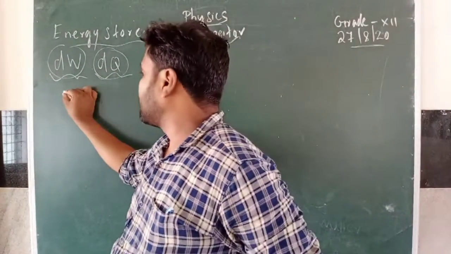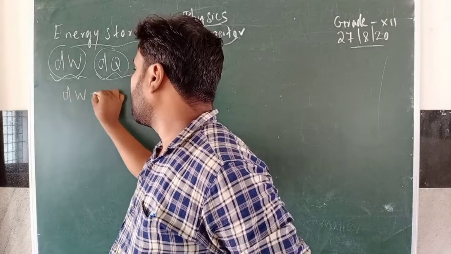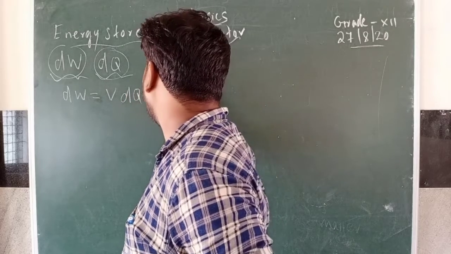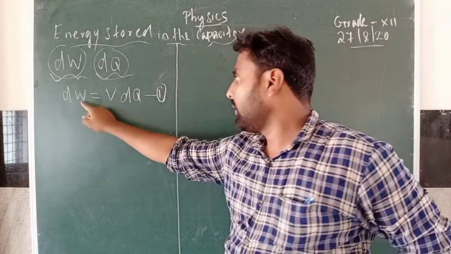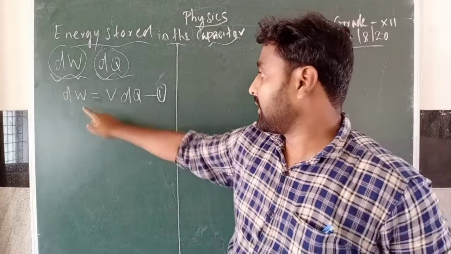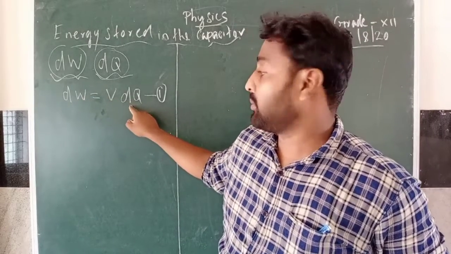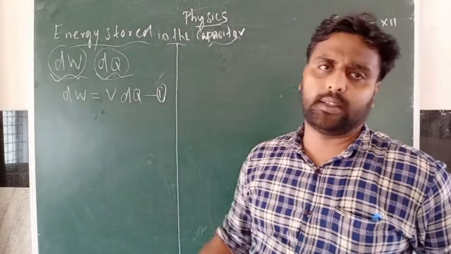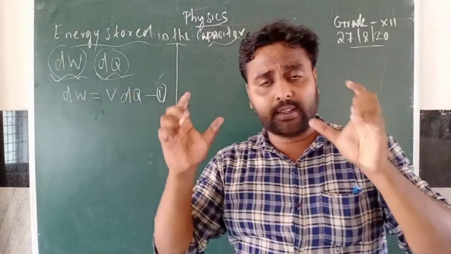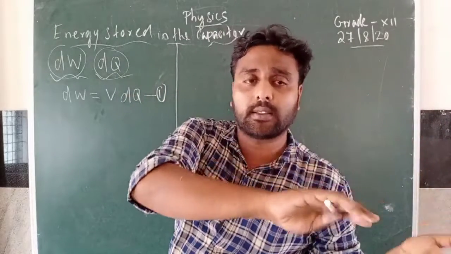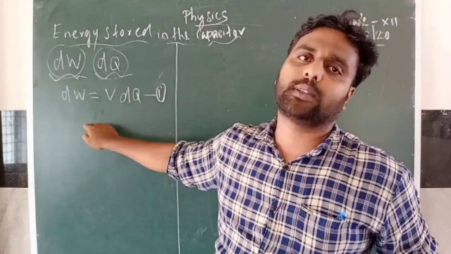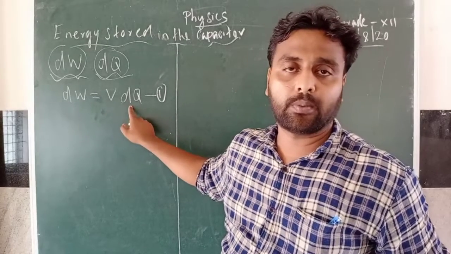So first you write the equation dW equal to V dq. This you keep as equation 1. dW equal to V dq. This is the infinitesimal charge dq, and V means potential difference. The battery did some work to transfer this infinitesimal charge from one place to another place. That work done we are finding first. So dW is equal to V dq.